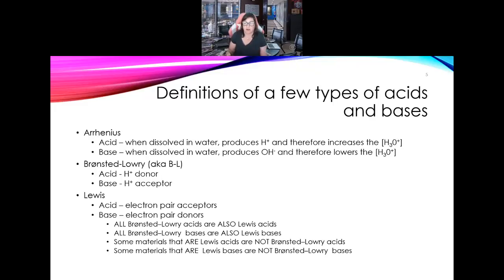Now, Bronsted-Lowry acids are also Lewis acids. Bronsted-Lowry bases are also Lewis bases. Some materials that are Lewis acids are not Bronsted-Lowry acids, and some materials that are Lewis bases are not necessarily Bronsted-Lowry bases. So anything that's a Bronsted-Lowry acid will be a proton donor, and therefore fits the Arrhenius, Bronsted-Lowry, and Lewis definitions. Anything that's a Lewis base as an electron pair donor probably can accept protons too, and probably leads to OH minus, but that's not always the case. So those are the definitions that we have.